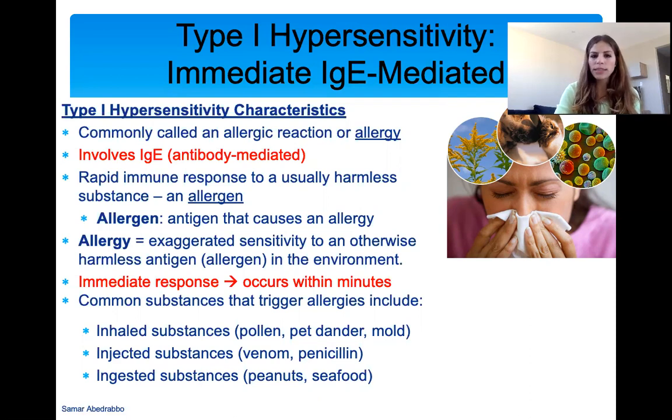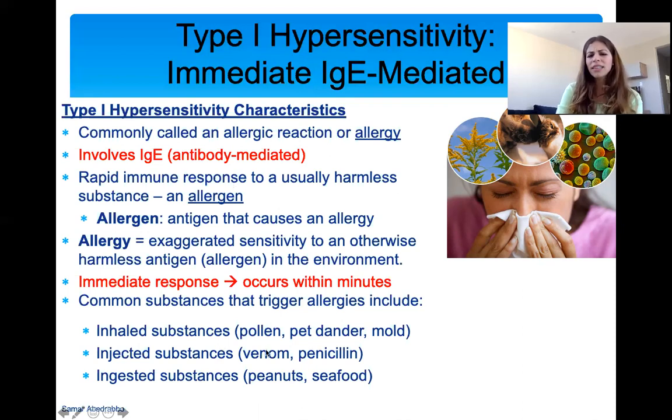So the response is very fast, and different substances that can trigger allergies are inhaled substances such as pollen, pet dander, mold. Lots of people are allergic to different pets, cats. Injected substances, this is like drug allergies, so people who are allergic to different antibiotics. This is a type 1 hypersensitivity.